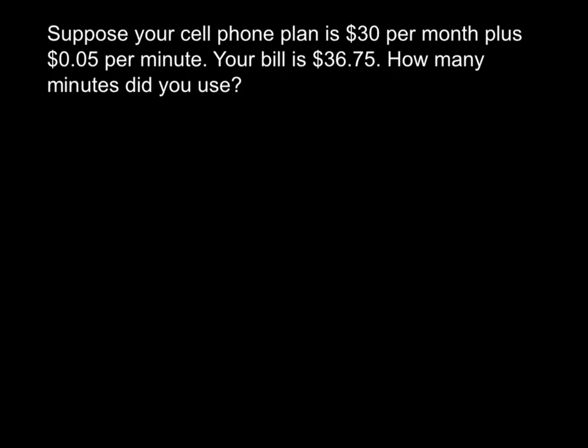Okay, so now we get to have our favorite kind of problem, which is a word problem. Okay, so here's my trick for you. Figure out what your ending balance is, and that's going to be one side of your equal sign. Okay, so it says, suppose your cell phone plan is $30 per month plus 5 cents per minute. Your bill is $36.75. How many minutes did you use? So what's the final amount you're going to get to?